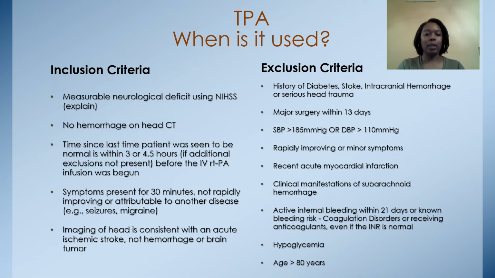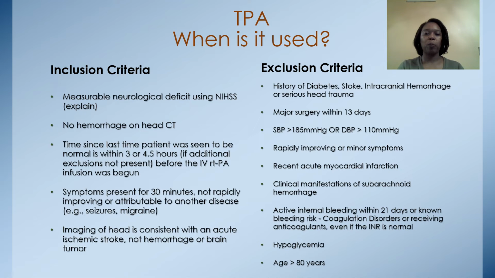The symptoms present for 30 minutes, not rapidly improving, which would indicate a TIA or some other disease such as possibly seizure, migraine, hypoglycemia, or maybe even something neurological like a Bell's palsy. Images of the head are consistent with acute ischemic stroke, not a hemorrhagic stroke or brain tumor. So all these criteria are very important when determining if a patient should use TPA.